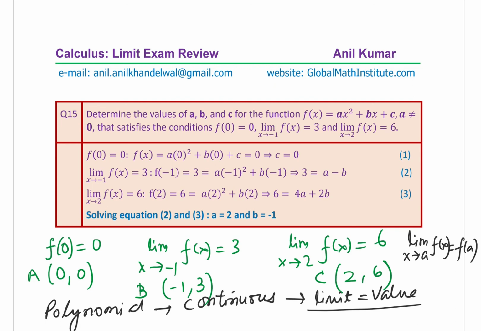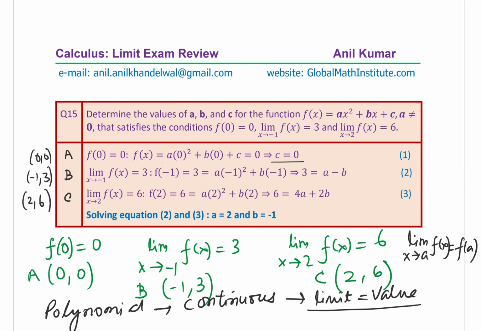Now with these 3 points, we get 3 different equations as shown here. So very first one, when you substitute 0 here, a and b are being multiplied by 0, so they become 0, and we get the value of c, which is 0. Once c is 0, I'm not using c here because c is 0. I'm substituting the second point, so here we substitute the point A, which is (0, 0). And then we substitute point B, which is (minus 1, 3). And then point C, which is (2, 6). And we got different equations.